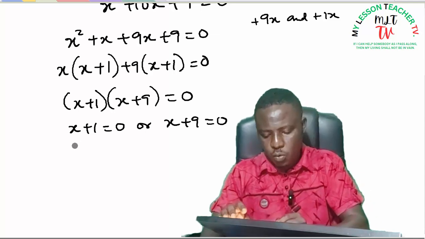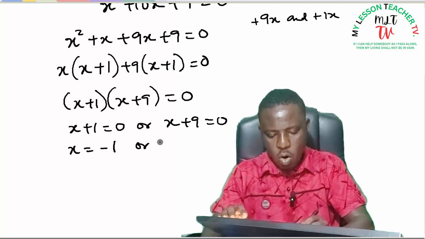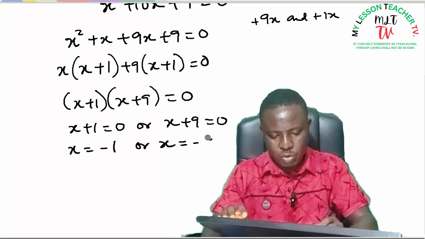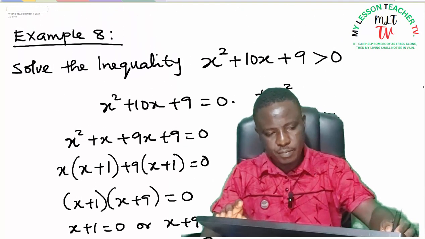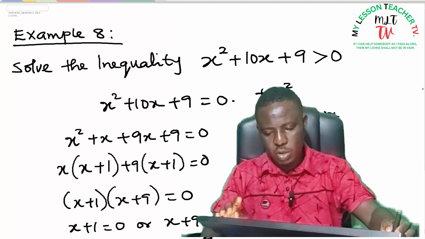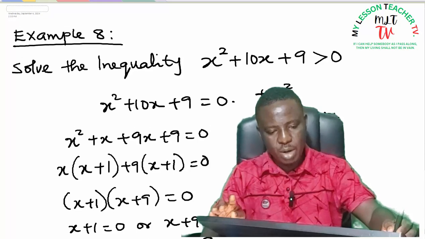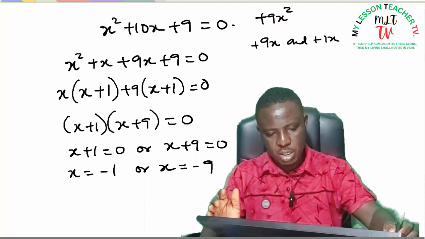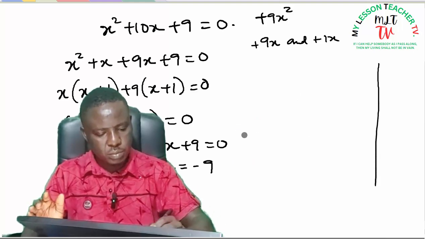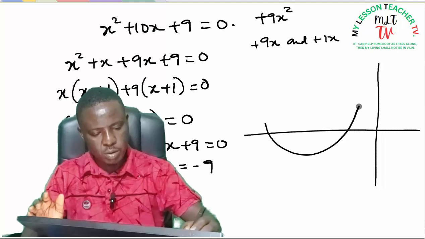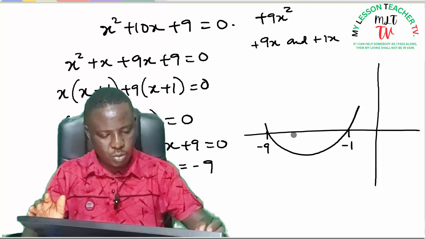So what is the value of x? You have x equal to minus 1, or x equal to minus 9. So we have gotten the zeros of the inequality, or the intercepts of the parabola on the x-axis. That is going to give us something like this, where this is minus 1 and this is minus 9 on the number line.